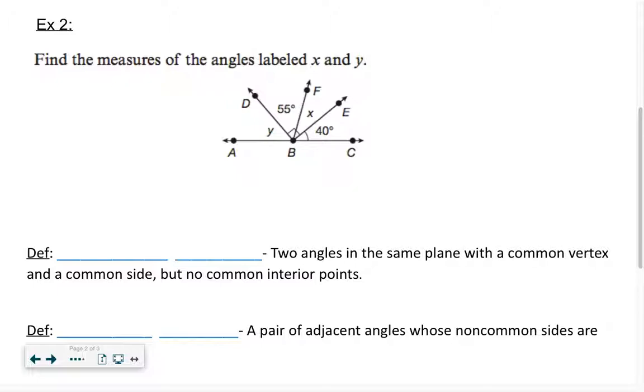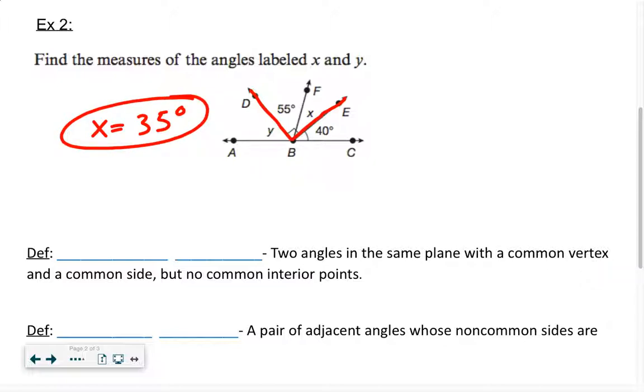So let's start with the measure of X. Its value, Tanner. 35 degrees. Yeah. Notice we have this angle here that's 90 degrees. And now it's a little bit more obvious that we do have those complementary angles between X and 55. Therefore, X is going to be 35 degrees.